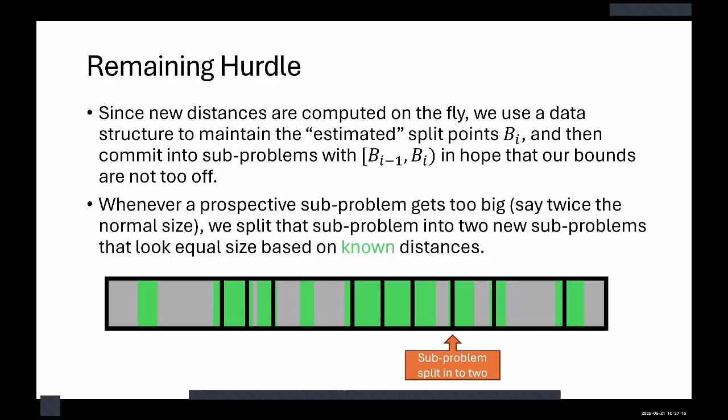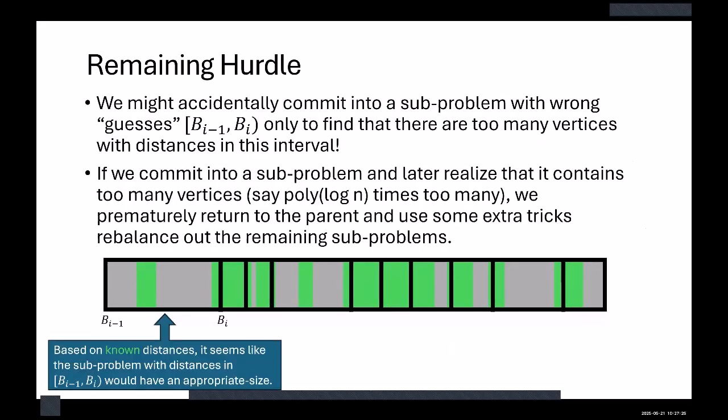So basically, the algorithm will have to do that occasionally to balance all the subproblems using computed distances. And even if that's the case, sometimes without going into the subproblem, we can never truly know if the subproblem has been correctly sized. So what that means is that we might still accidentally commit to a subproblem with the wrong guesses, only to find that there are too many vertices inside this interval.